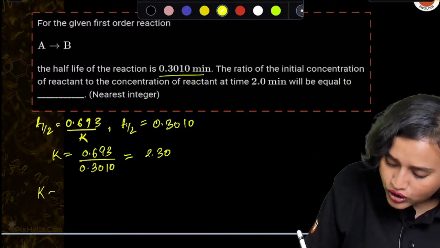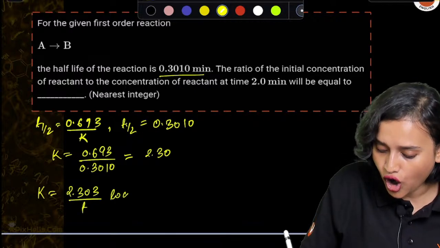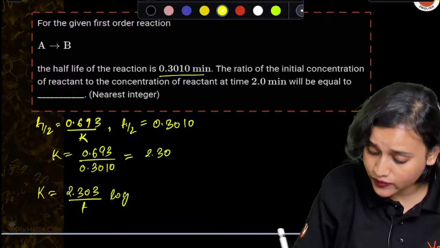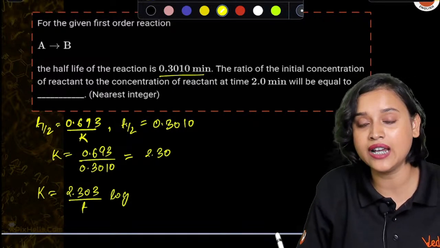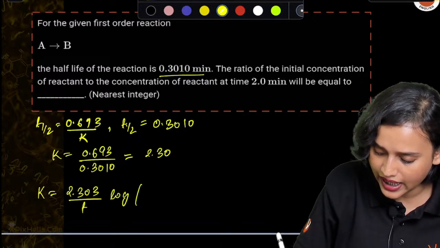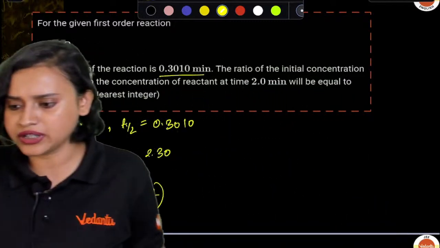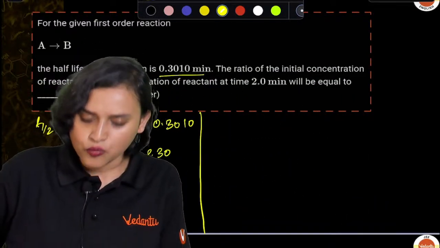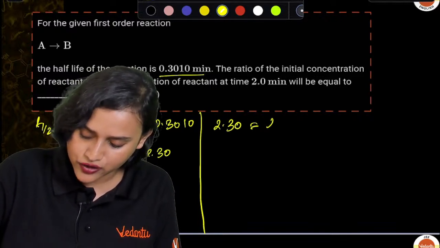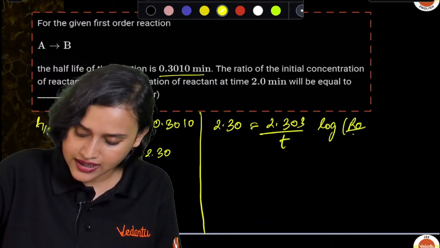Now we also know that k is equal to 2.303 divided by t log r naught by r, right? Initial concentration divided by this thing, or we can also write it as r naught by rt. Once we do this, everybody, then what will happen? K value we already know, it is 2.30. That means 2.303 divided by t log r naught by r.